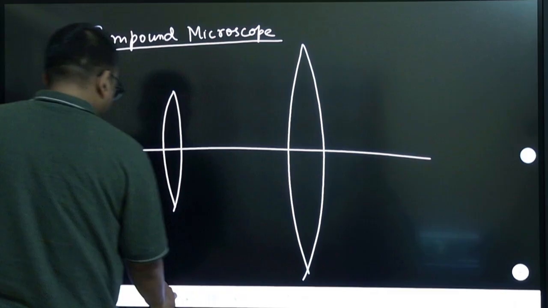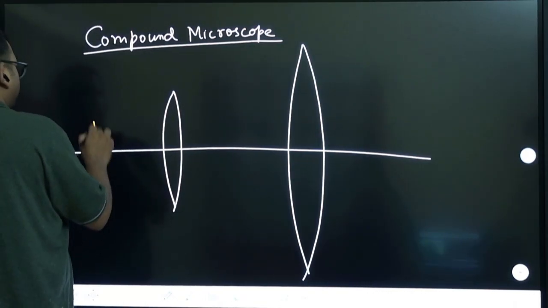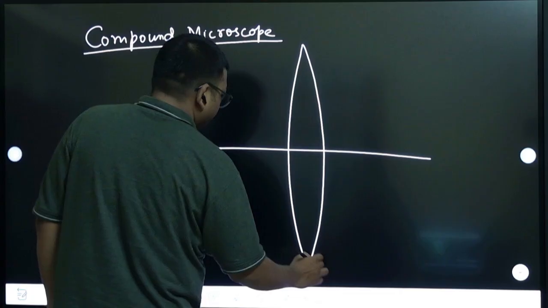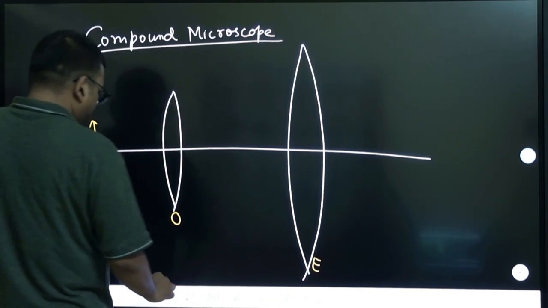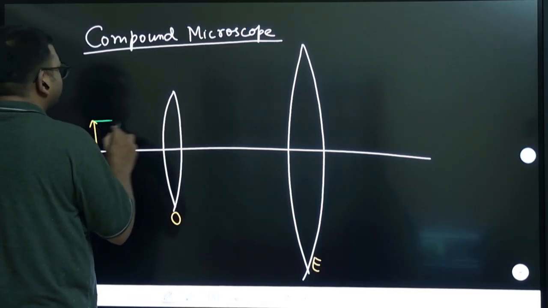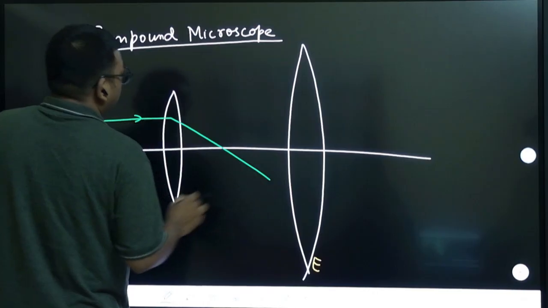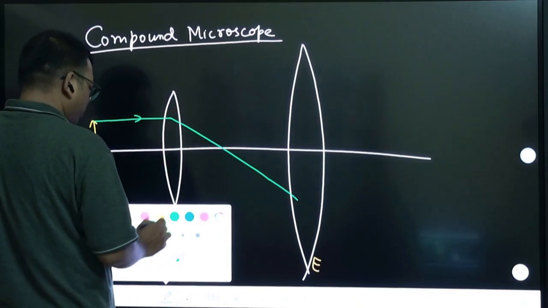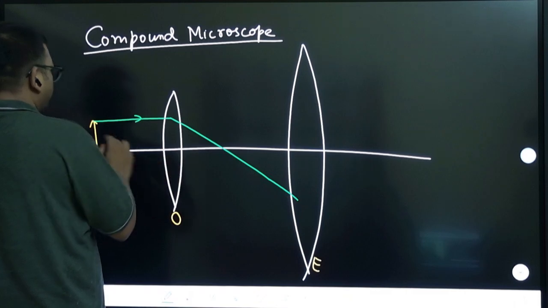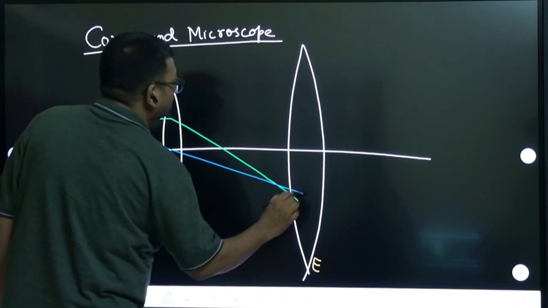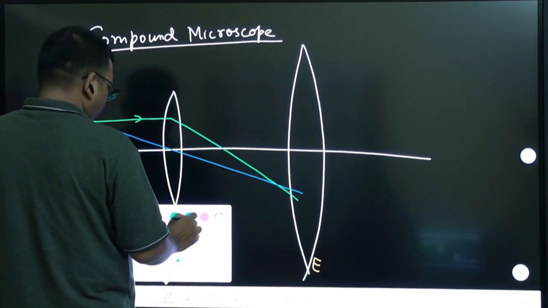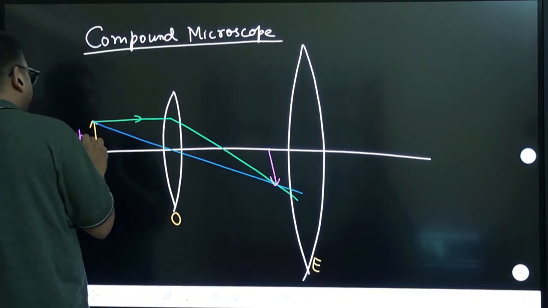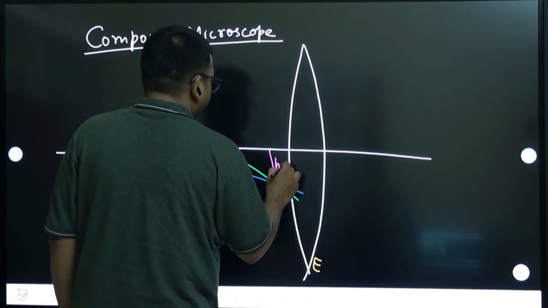This is the optical axis. There is an object kept here. This is the objective and this is the eyepiece. So what happens? The rays are coming from here and this is the ray which is going to hit here. Then another ray you can take passing through the center and hitting somewhere here. So we can see that this is the image formed. This is the height of object and this is the height of image.